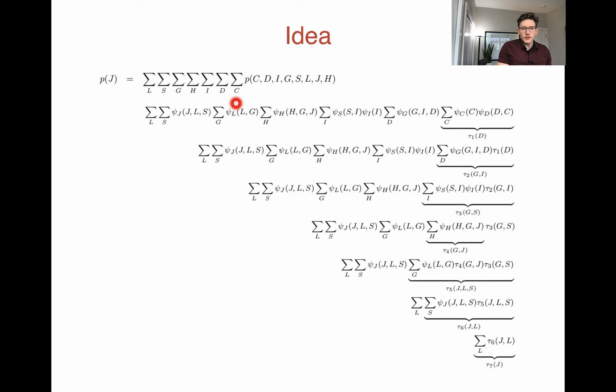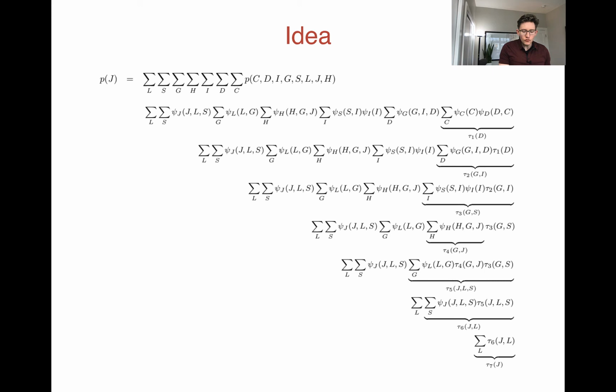So I start with the first variable I want to eliminate, C, and I ask, give me all of the factors involving C. So notice that in my network here, this one, this one, this one, this one, this one, none of them involve C. It's just these two factors that involve C, so good. I can eliminate C from my problem. That is, I sum out C and I get this factor over D. So now I'm going to remove these two factors.